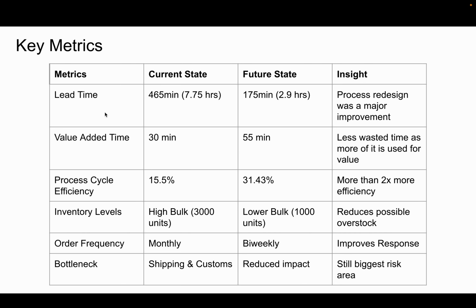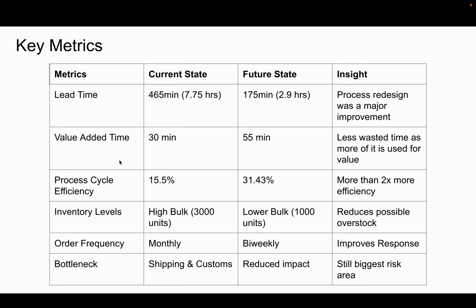So we're going to start with the key metrics. One of them is going to be the lead time. We kind of talked about this in the last video, but I want to go back over it again, in the current and future state, which is what we're going to be looking at over all these things today. As you can see, there was a large reduction in lead time, which shows that the process redesign was a major improvement for the company. So I think that would be a good thing to suggest.